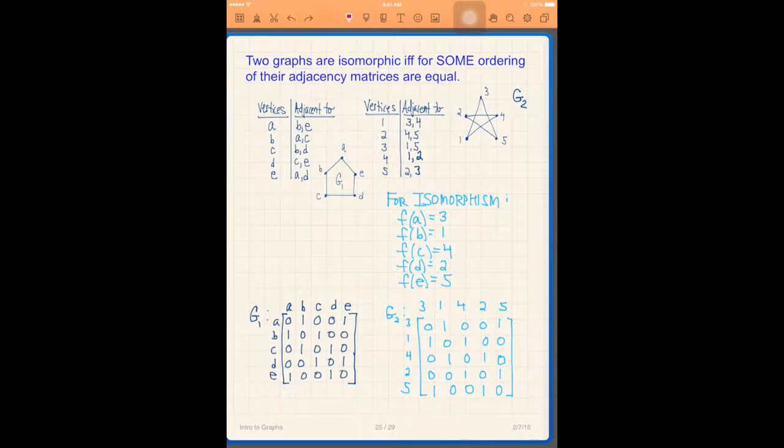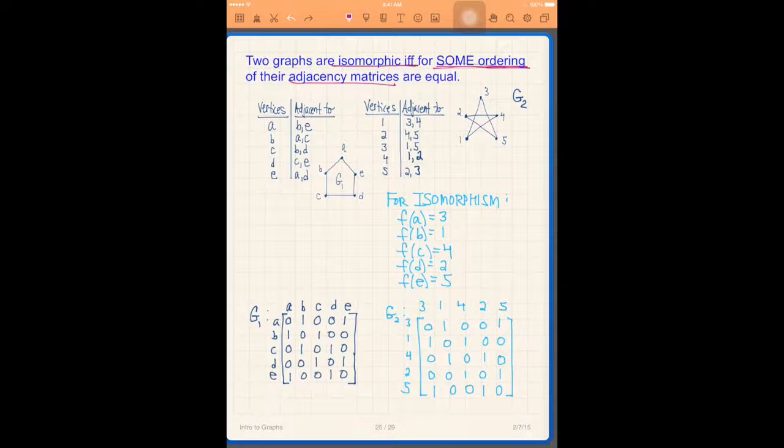So two graphs are isomorphic if and only if for some ordering of their adjacency matrices they will be equal. That's a nice thing: I know they're going to be isomorphic if and only if there's some ordering of their adjacency matrices that will end up being equal.